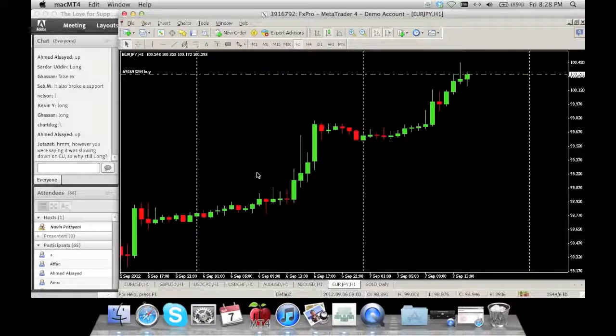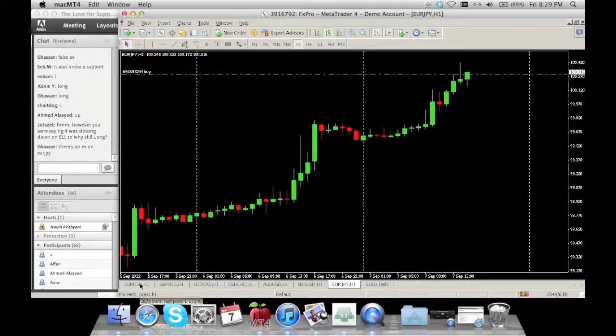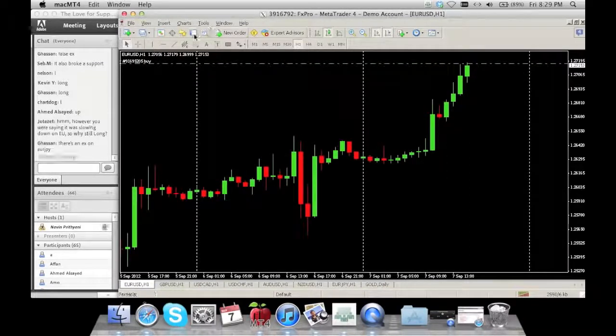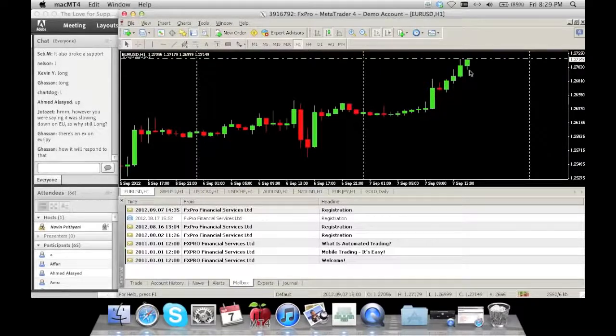However, you were saying it's slowing down on EU, so why still long? Okay, we're still long based on correlation, because gold is saying long, CAD is saying short, Swiss franc is saying short. So based on that, we went long. From the 1 hour chart, yes, it looks like it's slowing down. Could it mean that the NFP might go short on this exact 1 hour? Maybe. And then end up going long for the rest of the day?